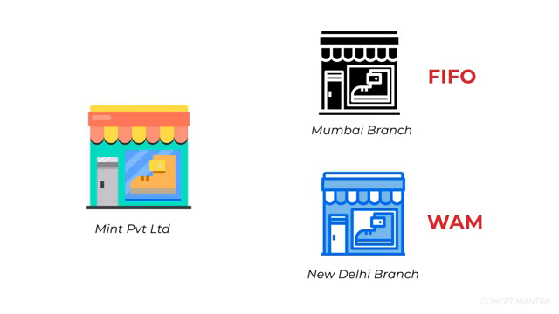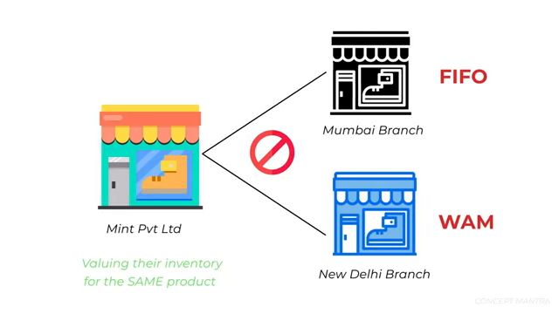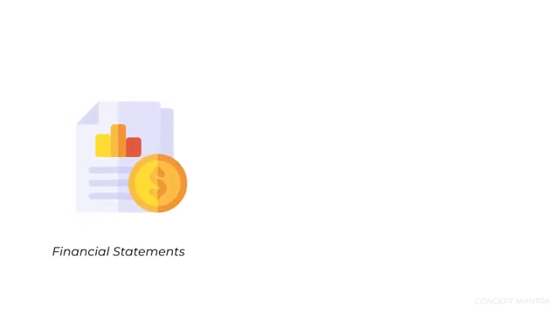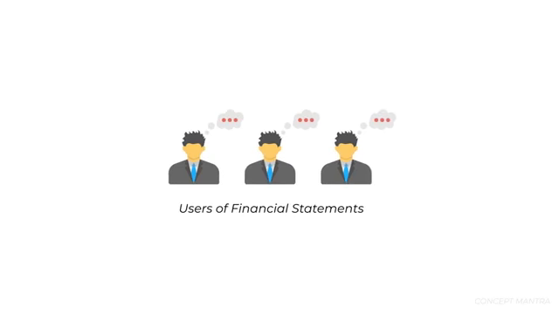Now, the consistency concept tells us that Mint Private Limited should not follow two different types of methods for valuing their inventory for the same product. This will make things very unclear in the financial statements when compared by the users of the financial statements. If you want to know more about the users of financial statements, check out the full disclosure concept video. I'll share the link in the description and also put it somewhere on the screen.